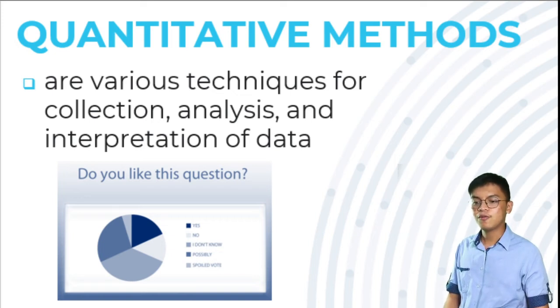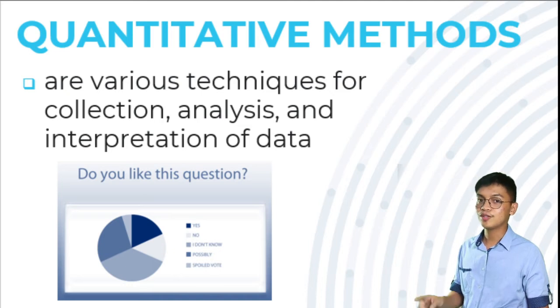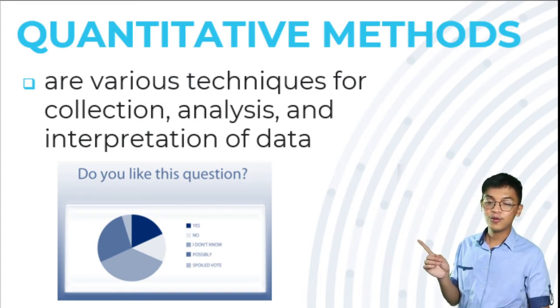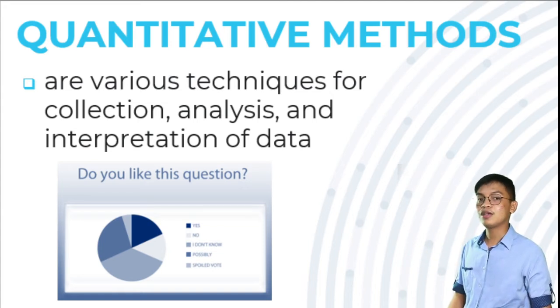So this is what I was saying a while ago. Quantitative research uses tools of mathematics. These tools of mathematics are in fact quantitative methods. When we say quantitative methods, these are techniques used in collecting, analyzing, and interpreting data. So one technique that we often use in quantitative research is no other than the survey questionnaire. So that's one quantitative method, especially in terms of collecting your data.